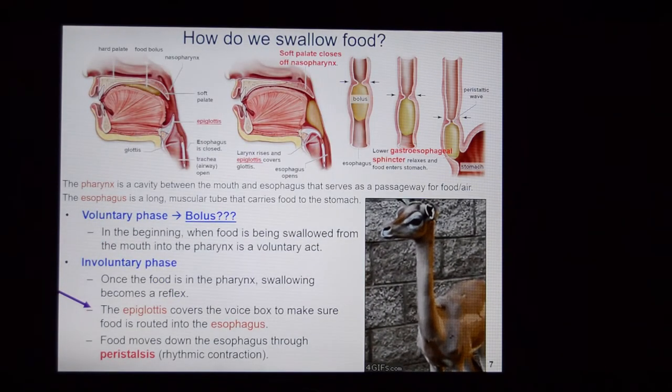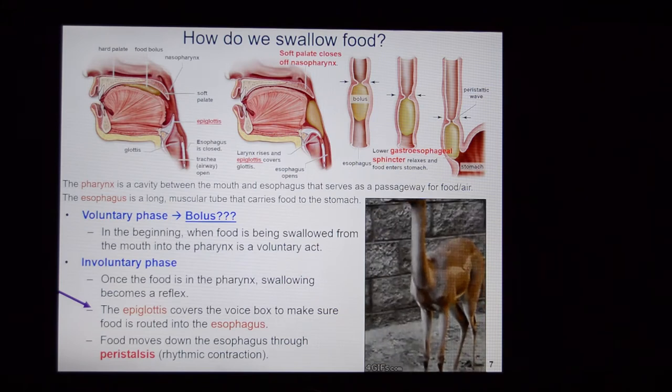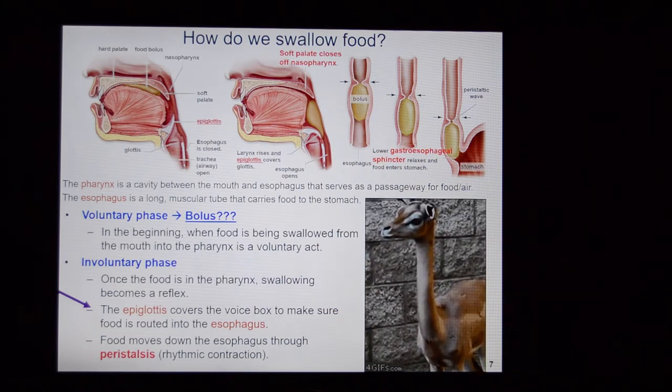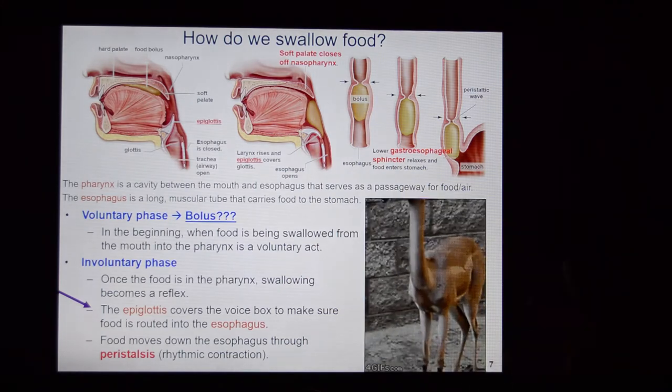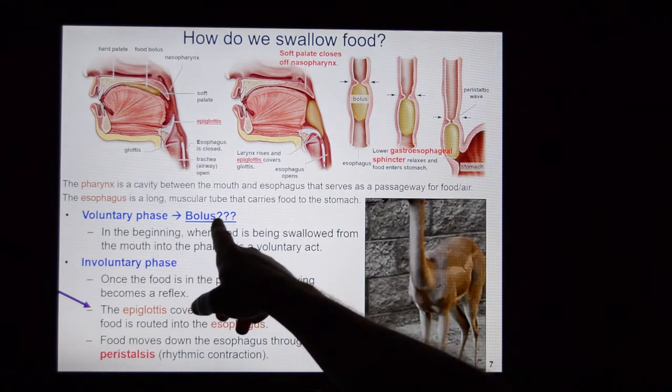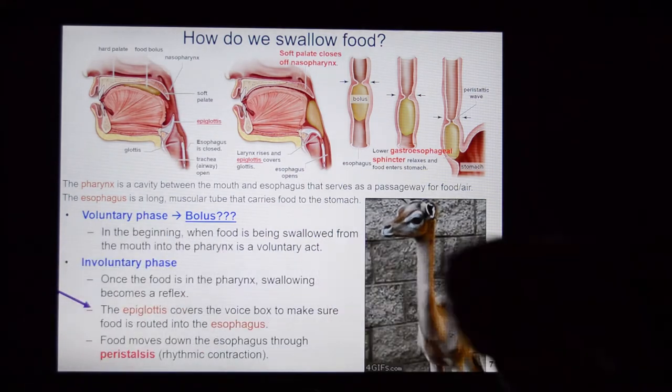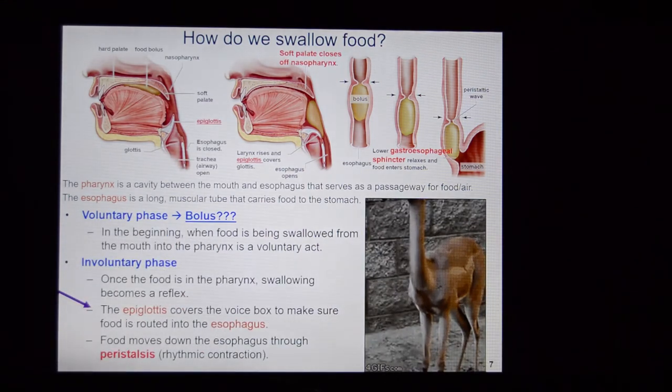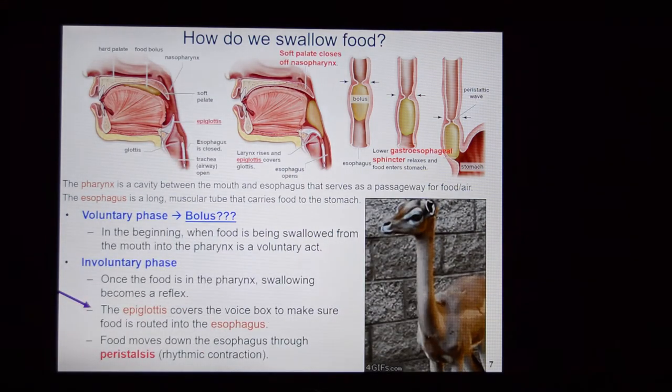All right, how do we swallow food? Well, there's basically two phases, an involuntary phase and a voluntary phase. The voluntary phase is when we bite off and chew up and make our bolus, our little ovoid mass. And then the involuntary phase is when we use the tongue to push that back to the pharynx, and that triggers a swallowing response.